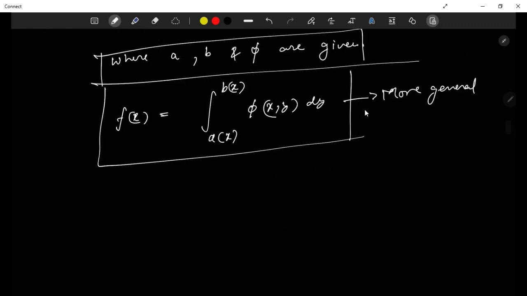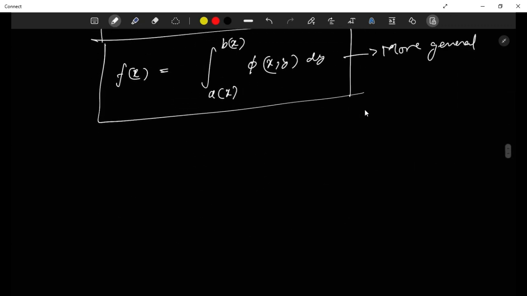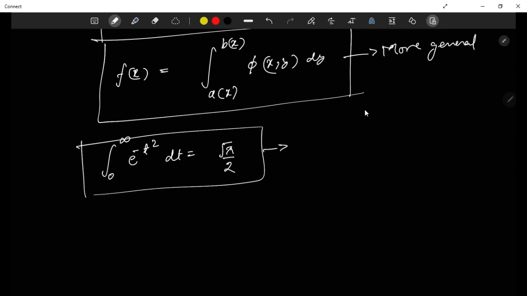Okay, so now we will look for the Gaussian integral, the incomplete Gaussian integral. In chapter 2 you saw that the integration from 0 to infinity of e to the power minus t square dt is root pi by 2. So this is the famous Gaussian integral you saw in the previous chapter, chapter number 2.